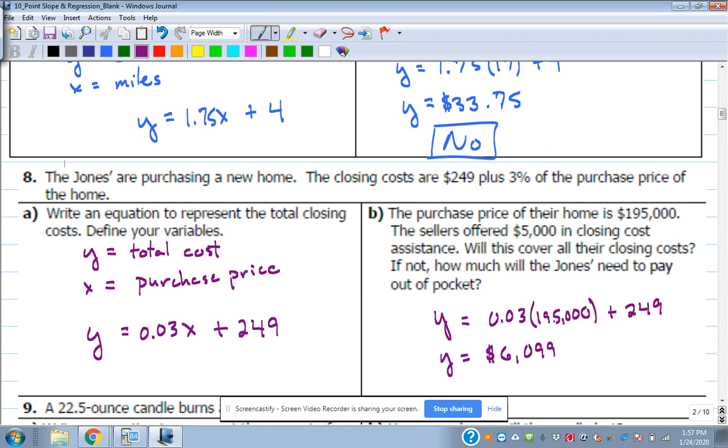$6,099 is how much the closing cost for this home is. And they offered $5,000 in assistance. Does that cover it all? No. So I'm going to take $5,000 off of that. $1,099 out of pocket.